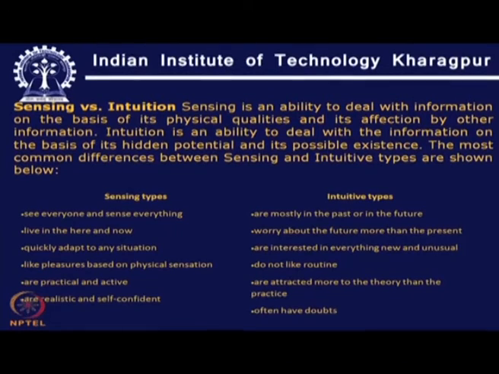So, the differences again are: sensing types see everyone and sense everything, live in the here and now, quickly adapt to the situation, like pleasure based on physical sensation, are practical and active, are realistic and self-confident. Intuitive types are mostly in the past and the future, worry about the future more than the present, are interested in everything new and unusual, do not like routine, are attracted more to theory than practice, and often have doubts.